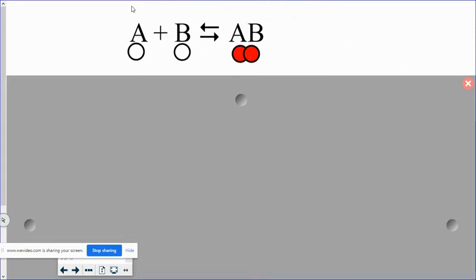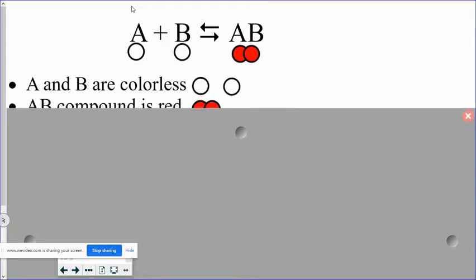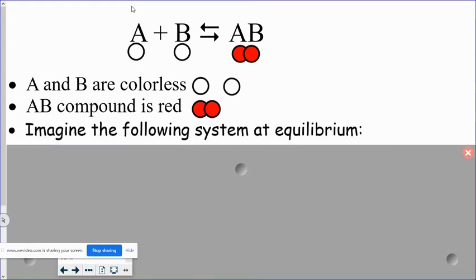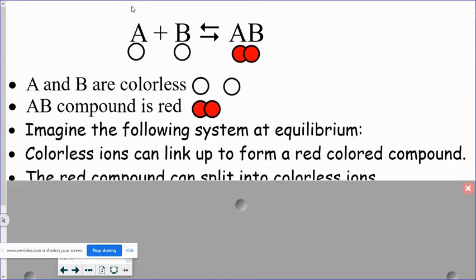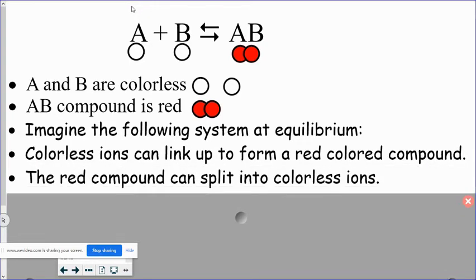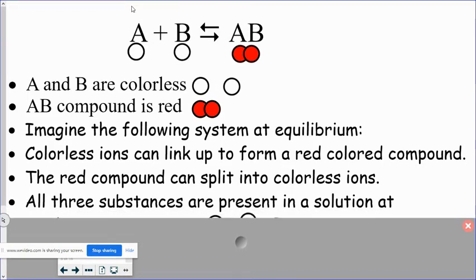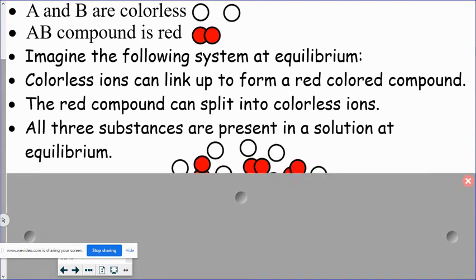Ions A and B are colorless, and when they come together, they make a red compound, which is called AB. We can see that right there. AB is a compound, and it is red in color. Imagine the following system at equilibrium. Colorless ions can link up to form a colored compound. The red compound can split apart into colorless ions. All three substances are present in the solution at equilibrium.